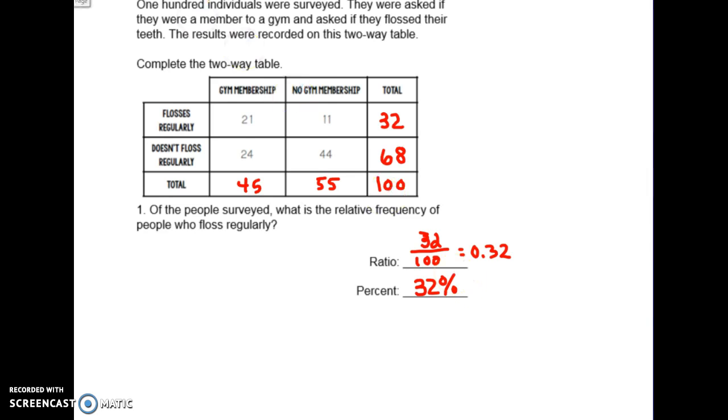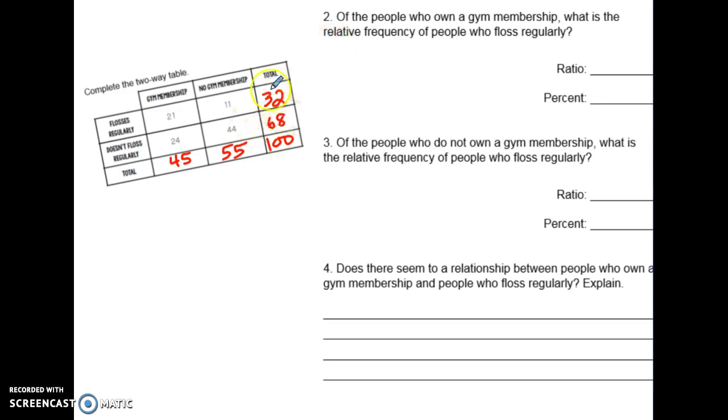Now, if you look at your other note sheet, I just copied the table down right here for us so we could refer back to it easier. You're going to have it in front of you. This question goes along with the same table. So it says, of the people who own a gym membership, what is the relative frequency of people who floss regularly? So guys, this time we are only paying attention to the people that were in this column here for gym membership. So our total, when we write our ratio, our total this time is only 45. And because we're looking at people who floss regularly, we're looking at a frequency of 21 out of 45.